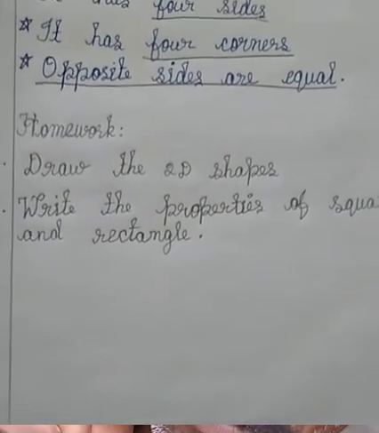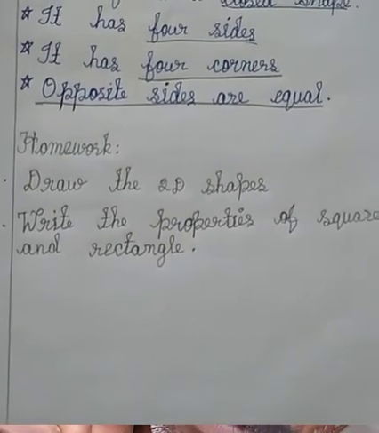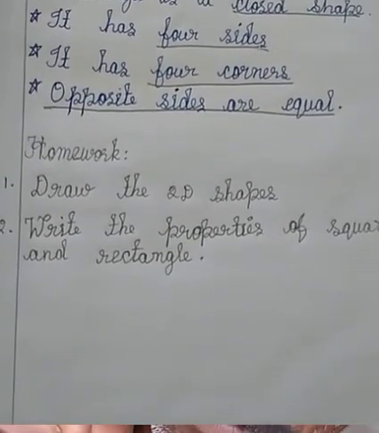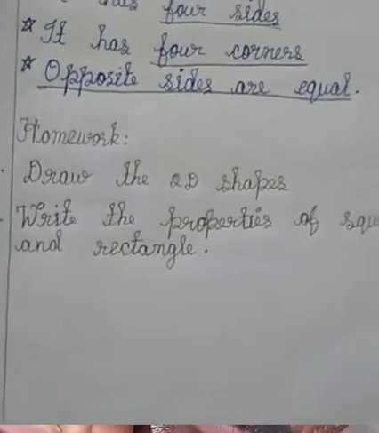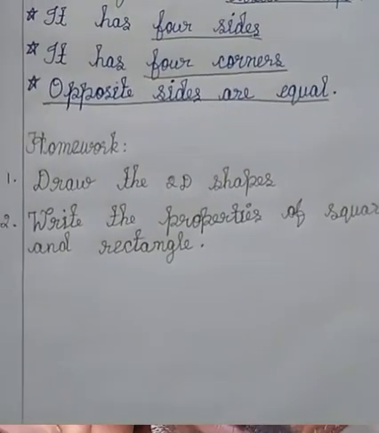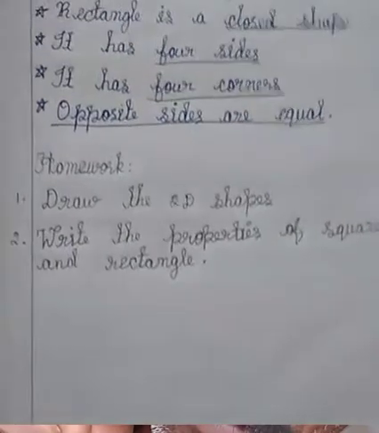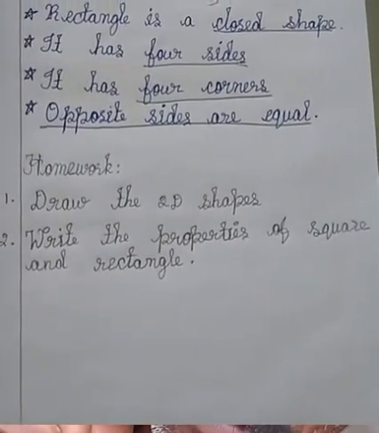Each shape contains four properties. You have to write the 4 and 4, 8 properties of square and rectangle. Okay, you have to write neatly. This is very useful for your half yearly exams. So write neatly, keep the note safe in your home.